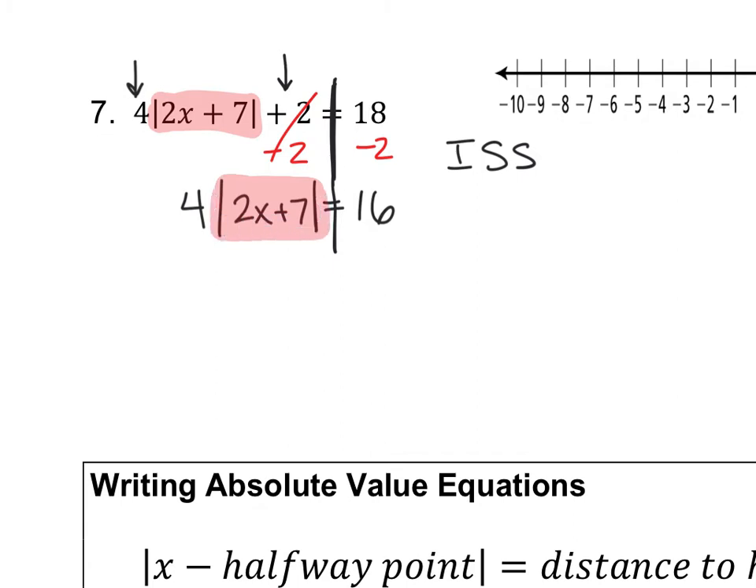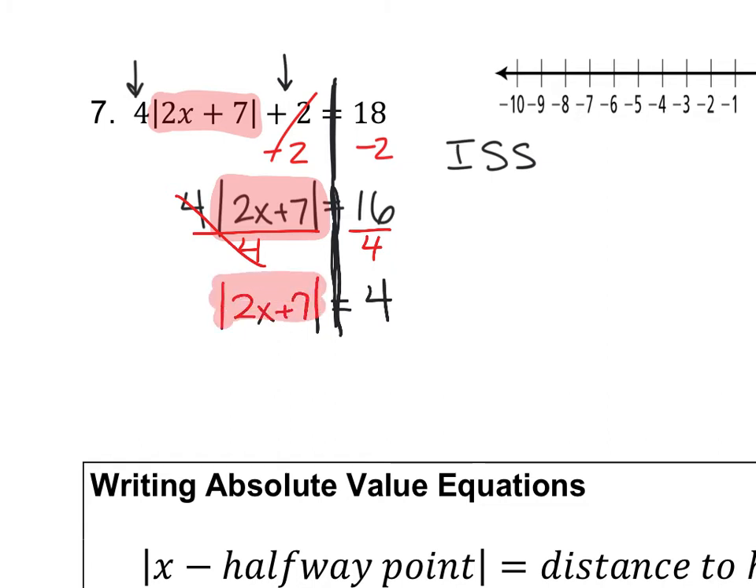When two things are smushed together, we just talked about this. When they're right next to each other, what operation is that? How do I get rid of multiplication? Division. So I'm going to divide both sides by 4. That makes the 4s go away. And I have 2x plus 7 in the absolute value bars equal to 16 divided by 4, which is 4. Honestly, if it helps you, keep drawing the line down as you do this equation.